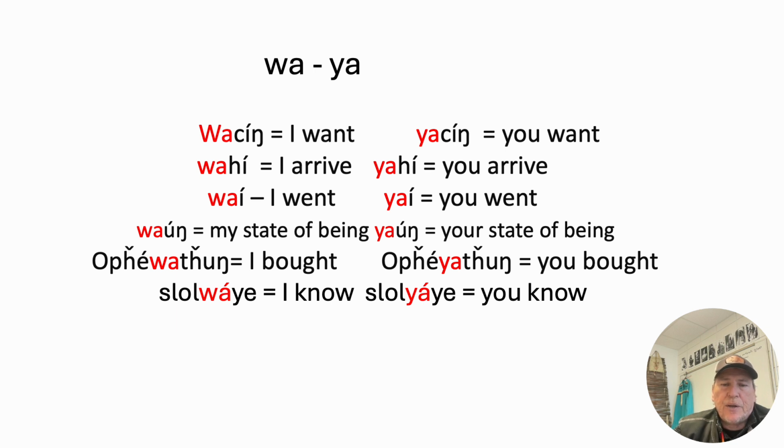Yahi, you arrive here. Wa'i, I went. Ya'i, you went. Wa'un, my state of being. Ya'un, your state of being. Oprewatron, I buy or I bought something. Switch it out. And even though these are infixed, the conjugation is always going to stay in the same place. Opreyatron, you bought. Slolwaye, I know, becomes slolyaye, you know. So there's just that little rule. When it's wa for I, it's ya for you.